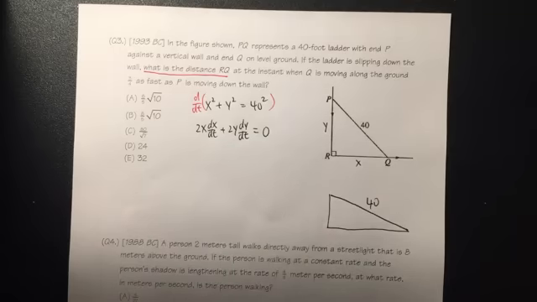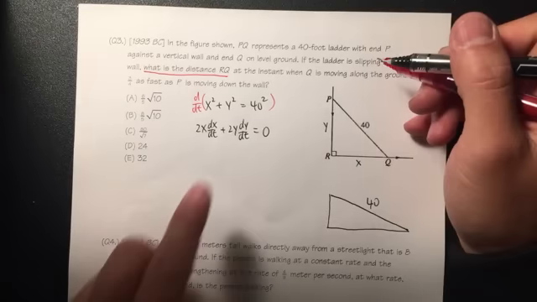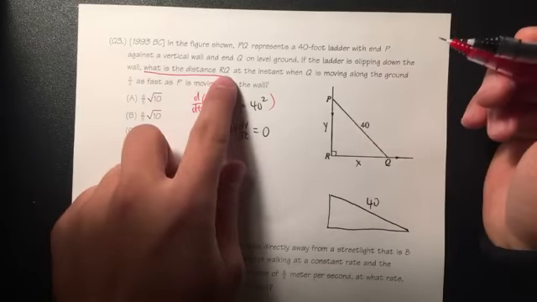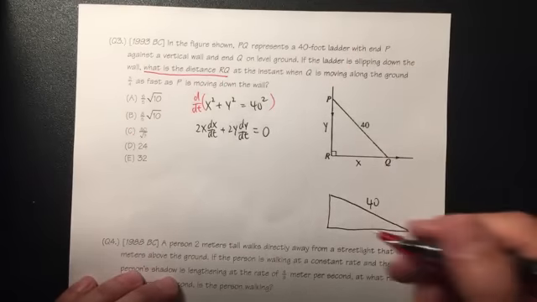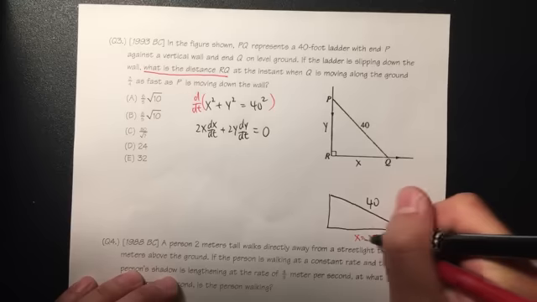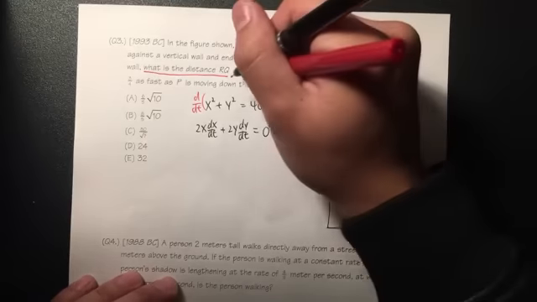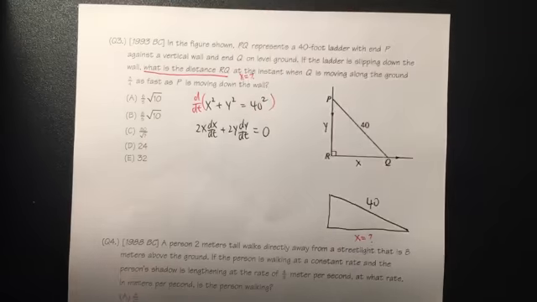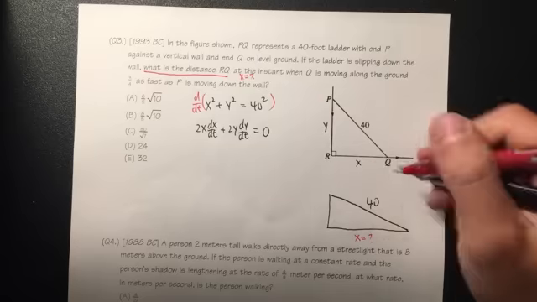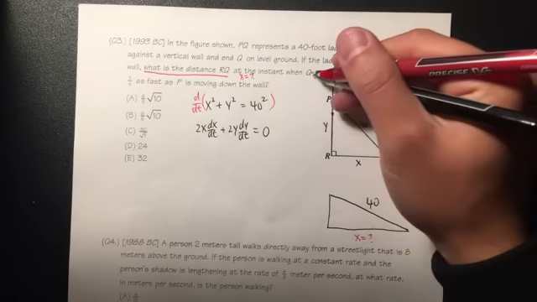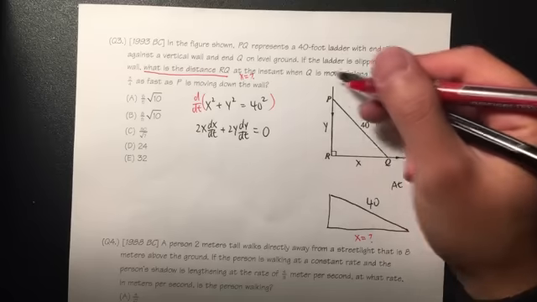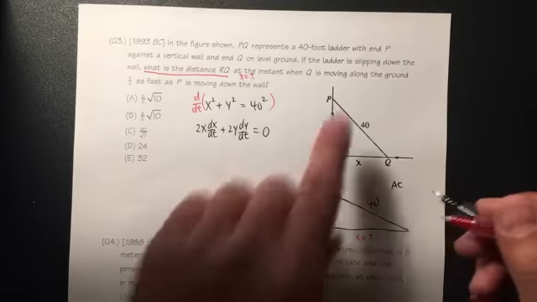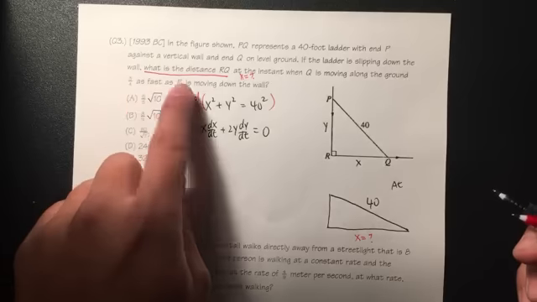Now you have to be careful with this, because the question asks for the distance RQ. In our question, this is RQ. I'm trying to find out what x is equal to. This is the question. And it's at the instant when Q is moving along the ground 3 over 4 as fast as P is moving down.